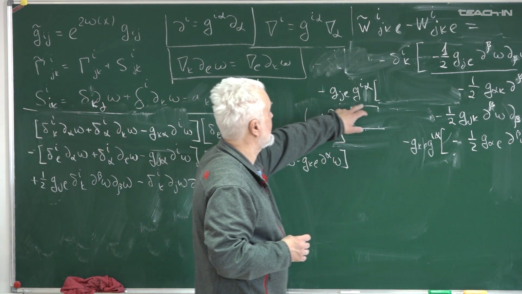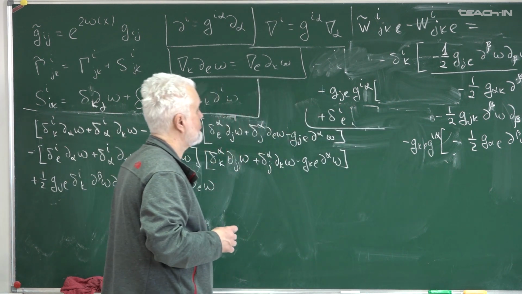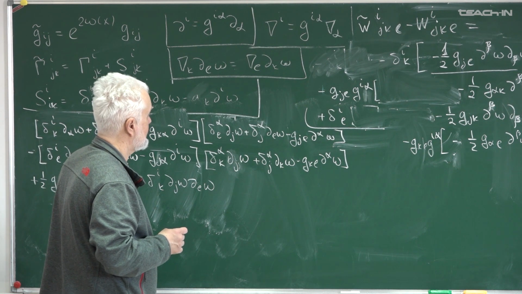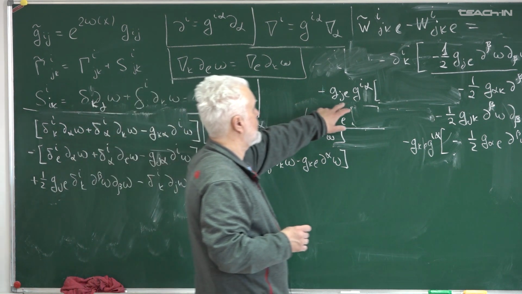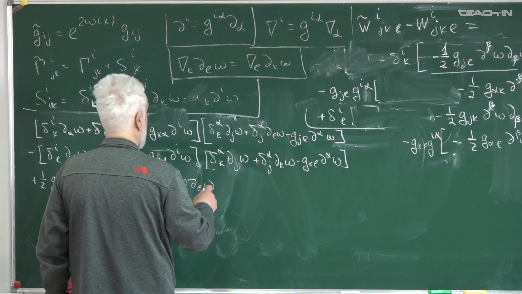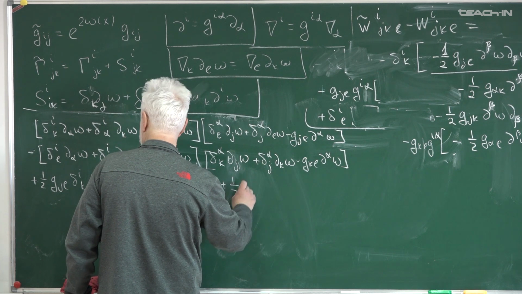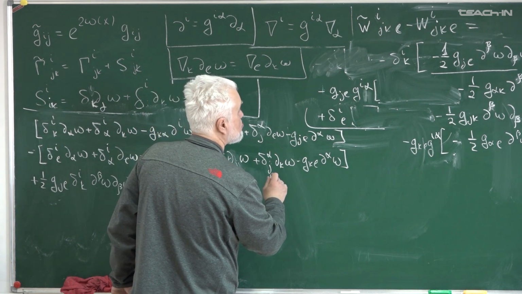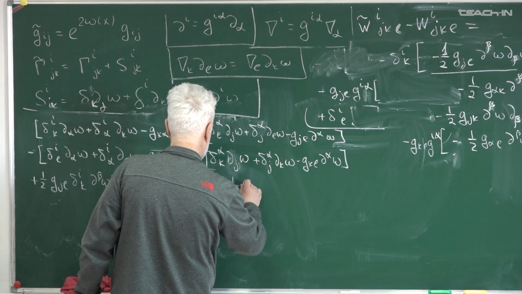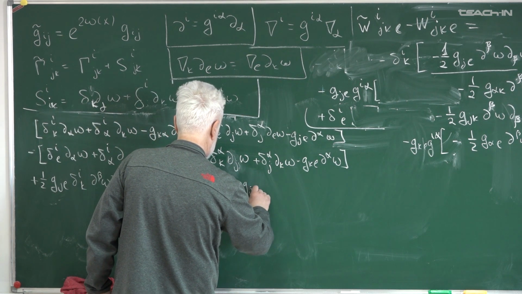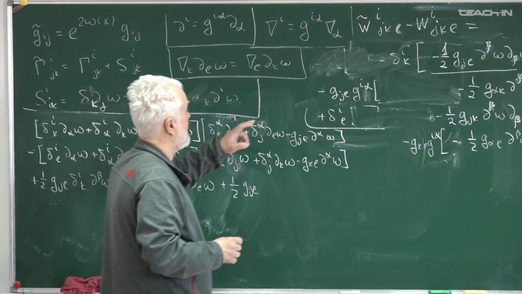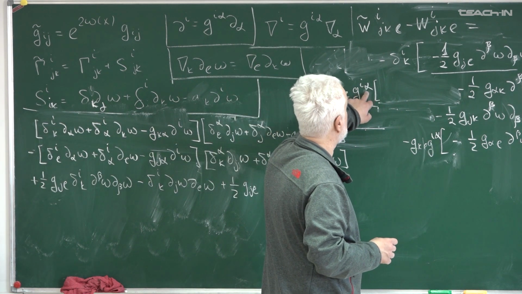Now, let's calculate this term. Let's simplify this. This is J, GL, this.